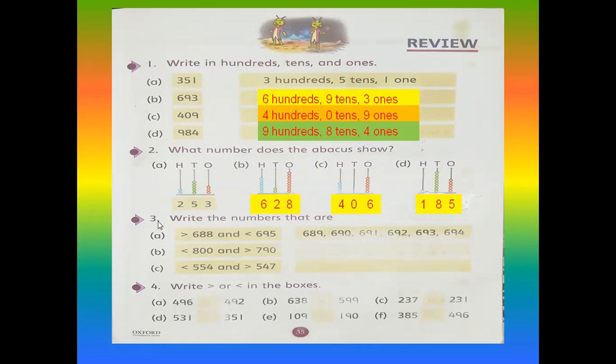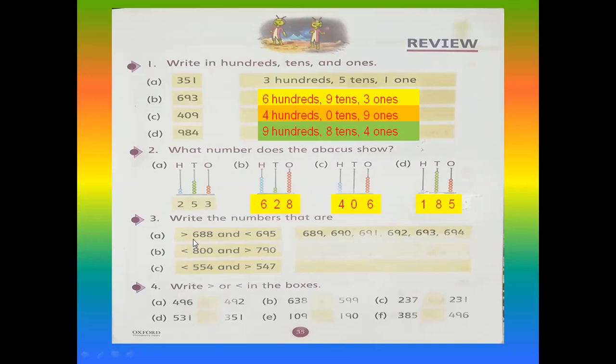Question number 3. Write the number that is less than or greater than. This is easy, but just understand what it is saying. Look at this one. You read here, greater than. This is the symbol of greater than. Greater than 688 and less than 695.